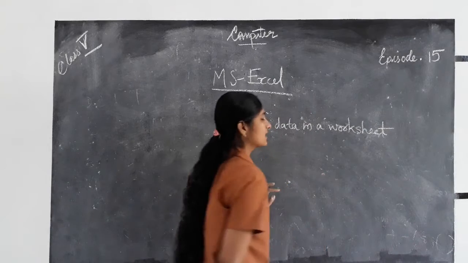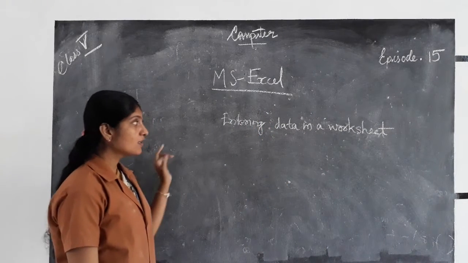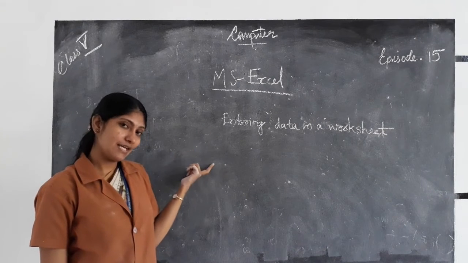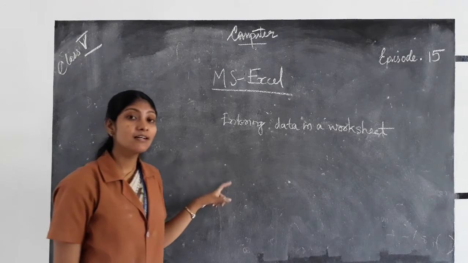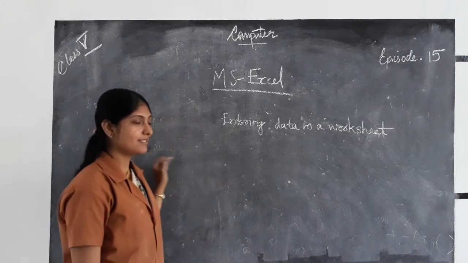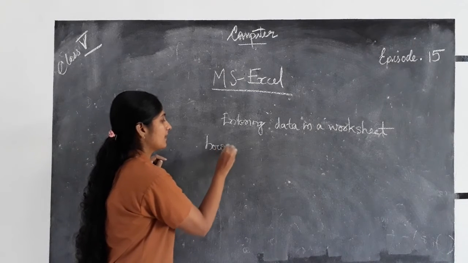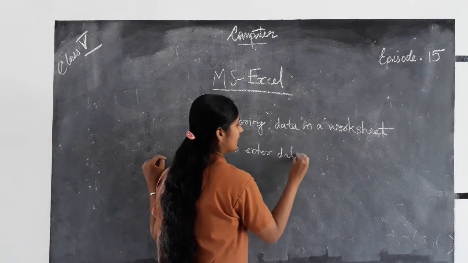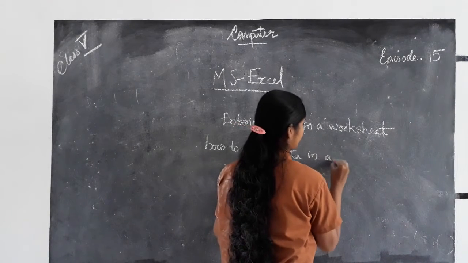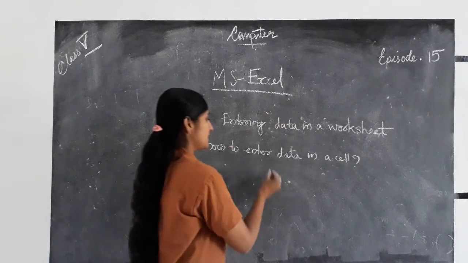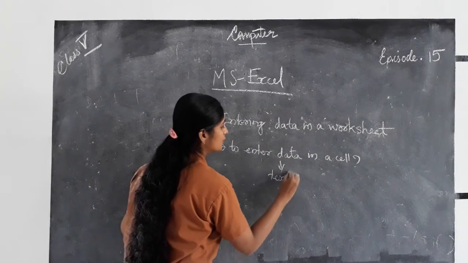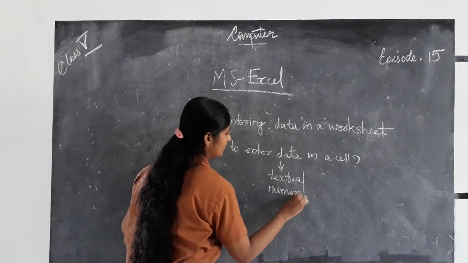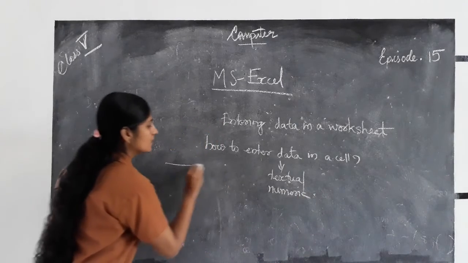So we know a worksheet contains cells. So how to enter data? I mean alphabet letters or data like numbers, text data or numeric data, into our cell. How to enter data in a cell? That means how to enter textual data or how to enter numeric data.